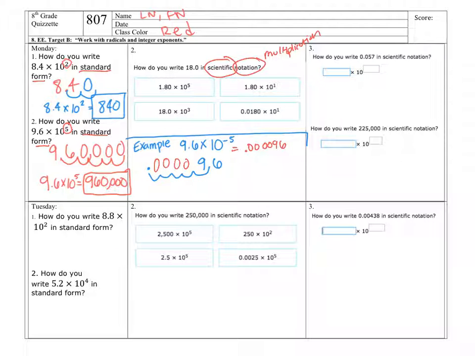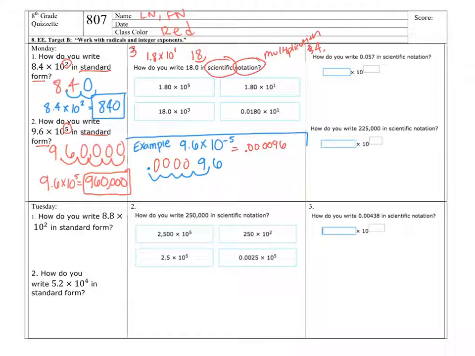Okay, so number 2 says, actually it should be number 3. So go ahead and correct it on your Quizzette, and then this one should be number 4. Number 3 says, how do you write 18 in scientific notation? So let's say you get your decimal and you move it 1 place to the left. That could mean that you did 1.8 times 10 to the power of 1.